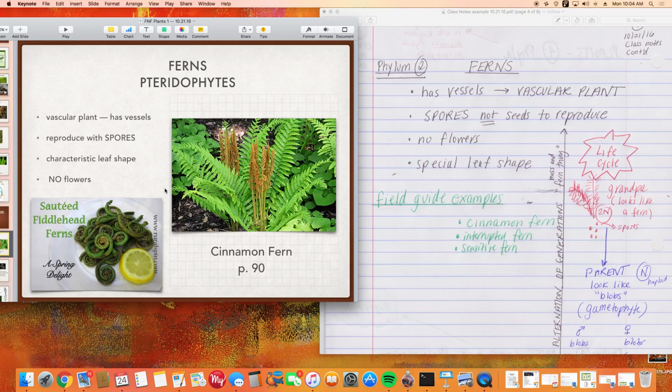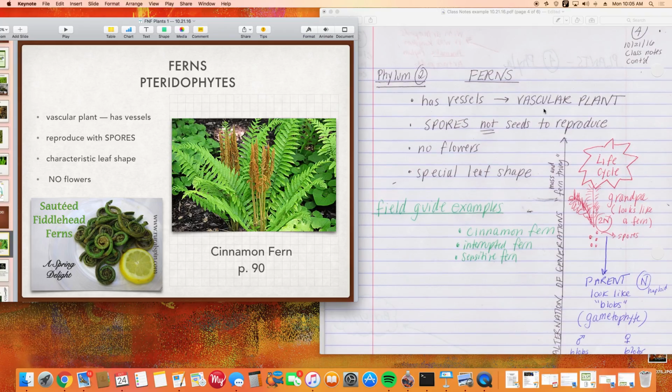Anywho, ferns. So that's phylum 2. Ferns actually do have vessels. So they have straws, right? They can drink that water with a straw. So they're going to get bigger. Anything that has vessels is called a vascular plant. They still reproduce with spores, not seeds. They don't have flowers, and they have that special characteristic leaf shape. You guys have seen that. And if you watch the movie Jurassic Park, they have a whole bunch of these because they're, quote, ancient plants, right?